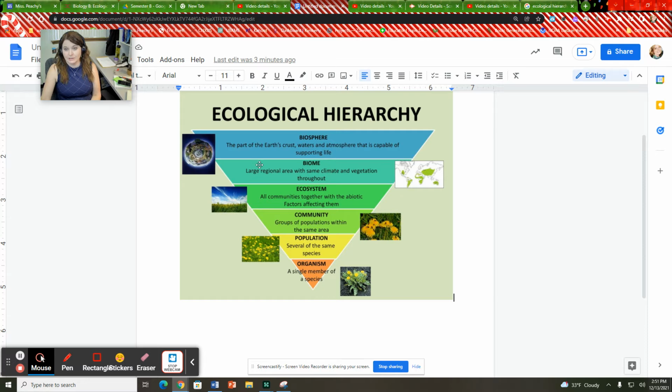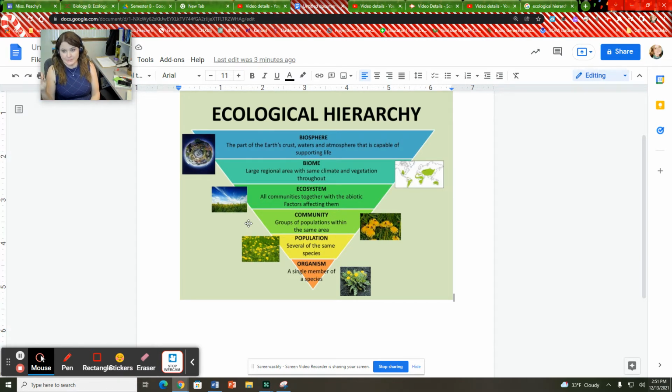The largest classification group here is biosphere. This is the part of the earth that supports life. Living on land, living in the water, it doesn't matter, that's included in the biosphere. From the biosphere, we go to biome, and a biome is a large regional area with the same climate and vegetation throughout. We generally categorize biomes based on their climate, which is precipitation and temperature averages. That gives rise to a specific type of vegetation and organisms that reside within that biome.